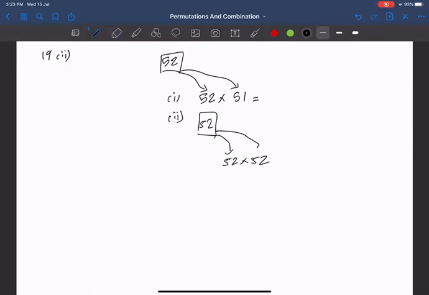Second card also 52 will come, because the card is kept back inside. Okay? So that's 52 squared.